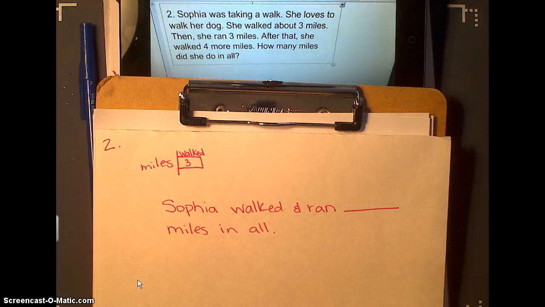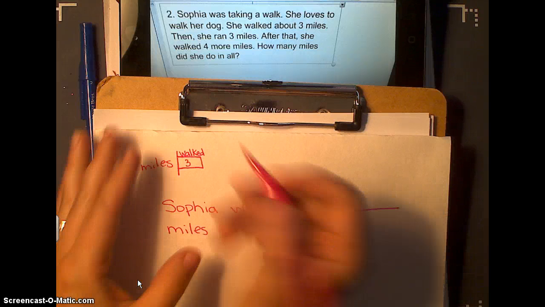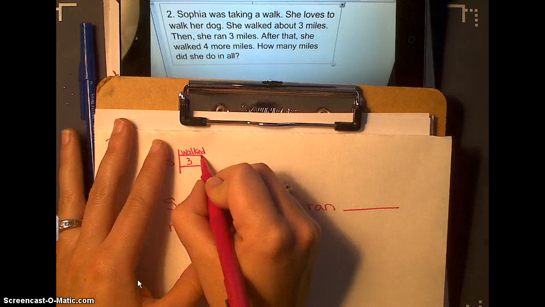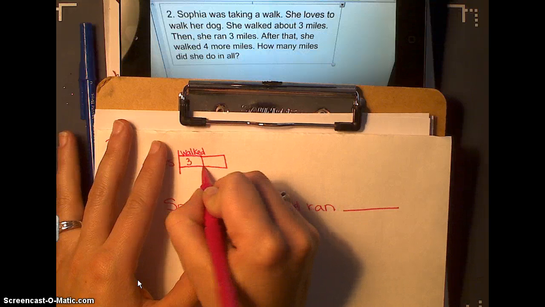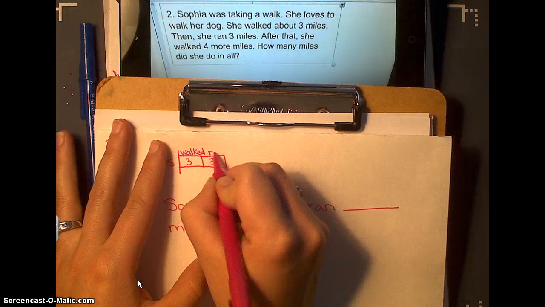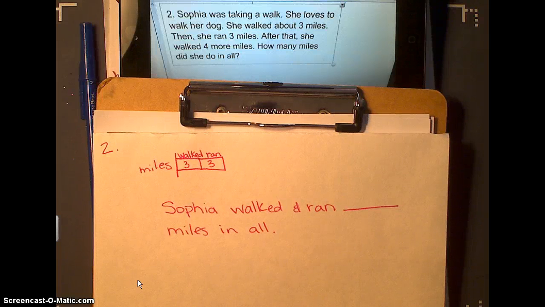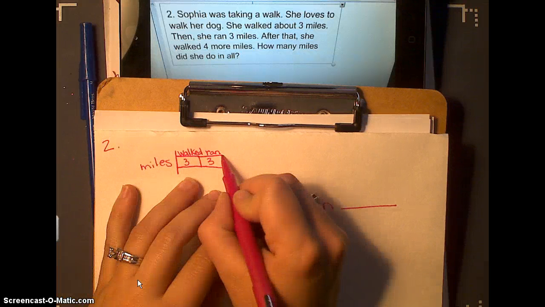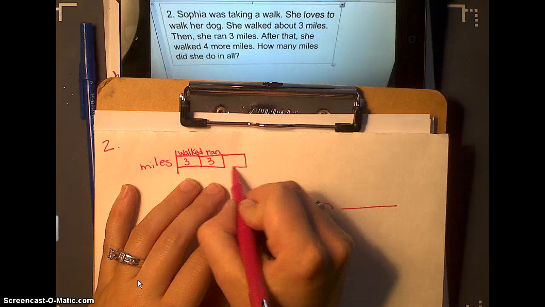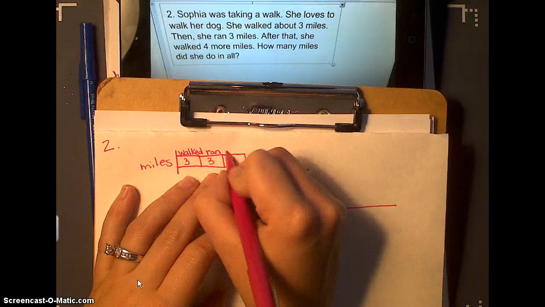Then she ran 3 miles. So now I'm going to go period, stop. She ran 3 miles. So now I'm going to go ran. After that, she walked 4 more miles. Period, stop. And once again, I ask myself, is this part of the problem, or is this the end of the problem? Is this how many miles she already did? And I know that she is still walking, and she walked 4 more miles.